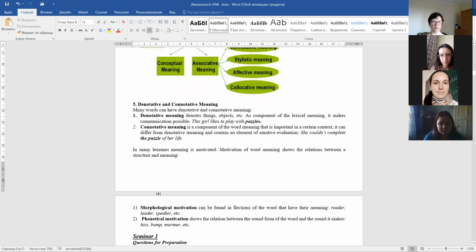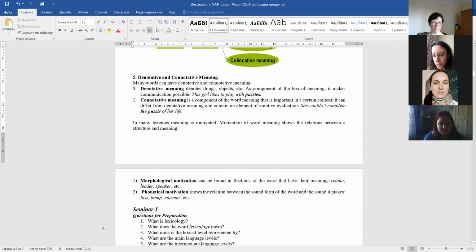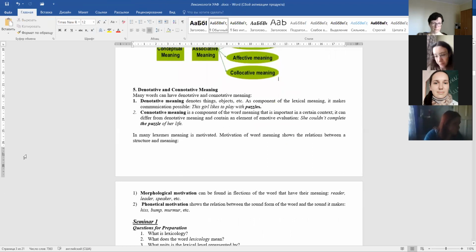Natasha, please read this part. Many words can have denotative and connotative meaning. Denotative meaning denotes scenes or objects. As a component of the lexical meaning, it makes communication possible. For example, this girl likes to play with puzzles. Connotative meaning is a component of the word meaning that is important in a certain context. It can differ from denotative meaning and contain an element of emotive variation. For example, she couldn't complete the puzzle of her life.